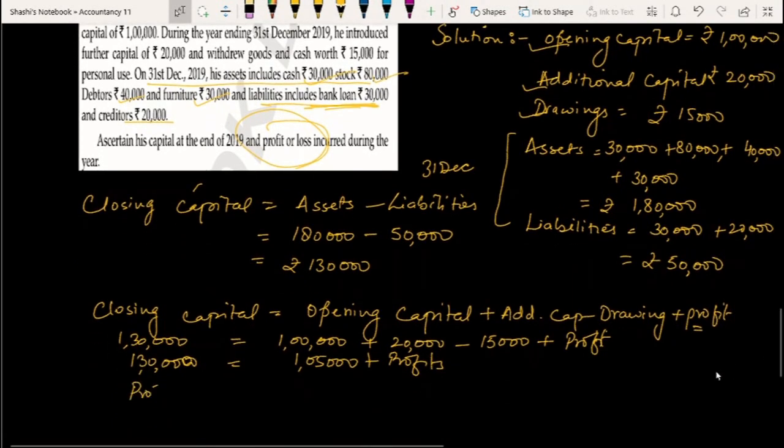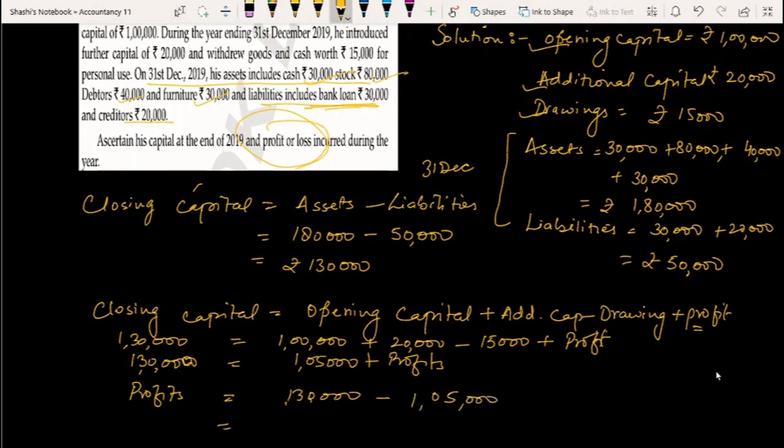So the profit equals 1,30,000 minus 1,05,000. Here my final profit is 25,000. These are the profits for the business. I hope it's clear. In the previous question, there was no additional capital, drawings or expenses, so I directly took closing minus opening as profit. But in this question, since additional capital and drawings are given, I have taken those.